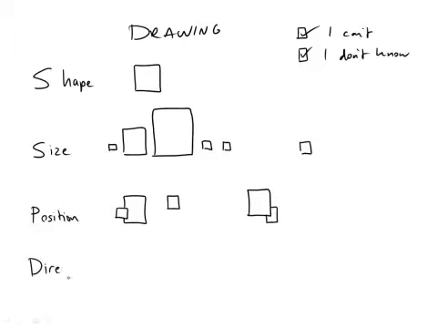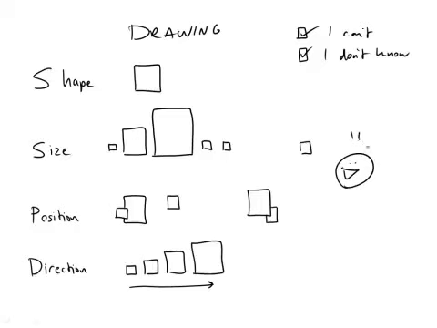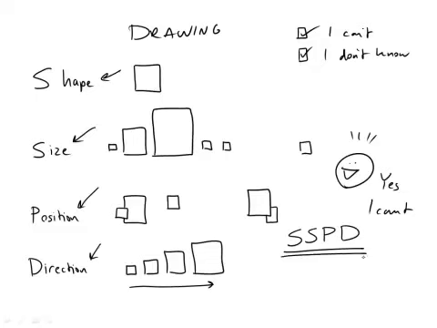And the last letter is direction. That is to say, can I draw my squares moving in a particular direction, like from here to here? Yes, I can. Well, what do you know? Yes, I can draw shapes. I can draw them in different sizes. I can draw them in different positions, and I can draw them in different directions. S, S, P, D. That's all we need to think about to draw anything.